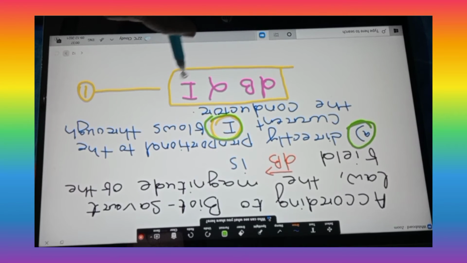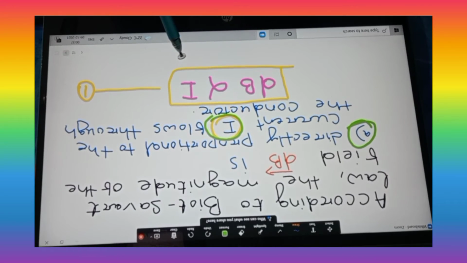Yes, it means the magnitude of the magnetic field is directly proportional to the amount of current flowing through a conductor. Is it clear? So if the amount of current flowing through the conductor increases, then the strength of the magnetic field will also increase. Yes, and vice versa, right?